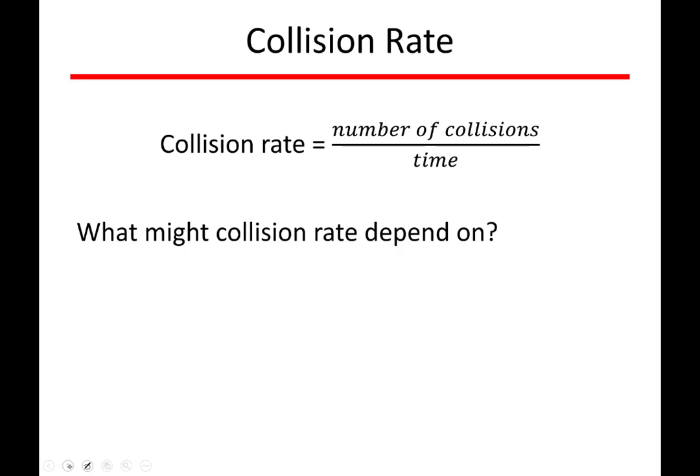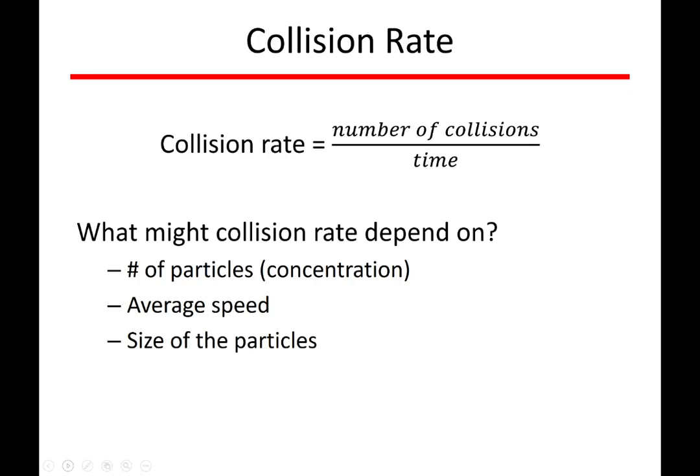Now let's think about some things that collision rate might depend on. As you might imagine, the number of particles that you would have per unit volume, or that is to say the concentration, should play a role on what the collision rate is. The more molecules you have in a given space, the greater the chances that they're going to bump into one another, and the higher the collision rate will be. Average speed is going to play a role as well, because the faster the molecules travel, the faster it's going to be for them to bump into one another. Additionally, the size of the particles plays a role, because the bigger the molecule is, the more likely it is to bump into other things. So all of these play a factor in determining what the collision rate is.